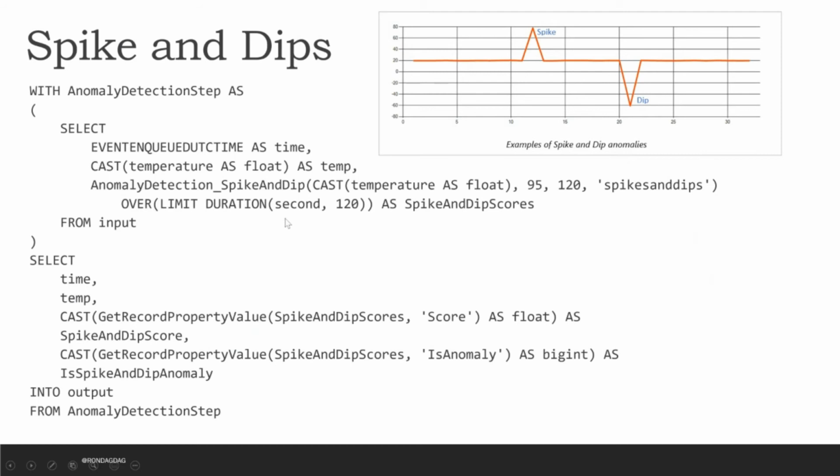Since you're receiving data in Stream Analytics, what this one tells you is to look at the last 120 seconds of the streaming data, and only the last 120 seconds, and then map that and get the score and whether it is an anomaly or not. So that is one way you would do spikes and dips.